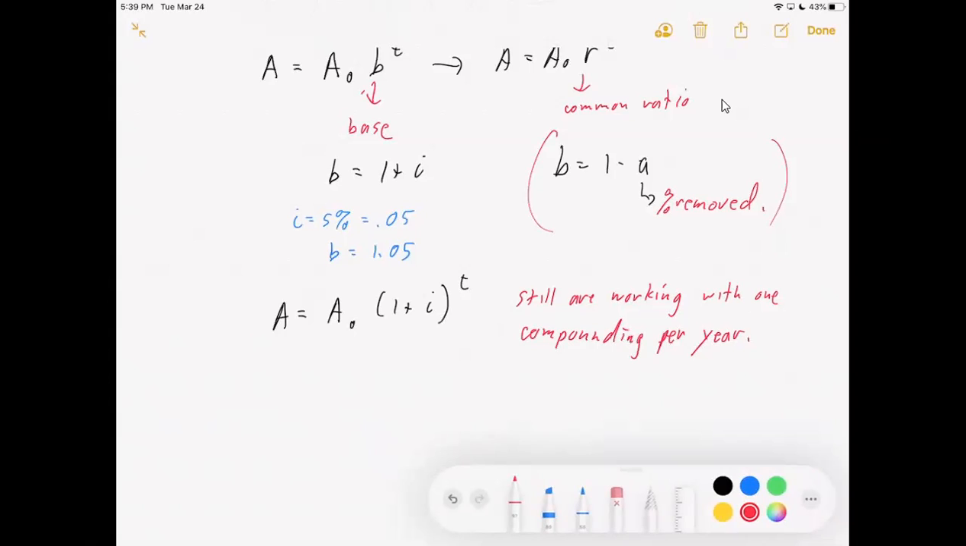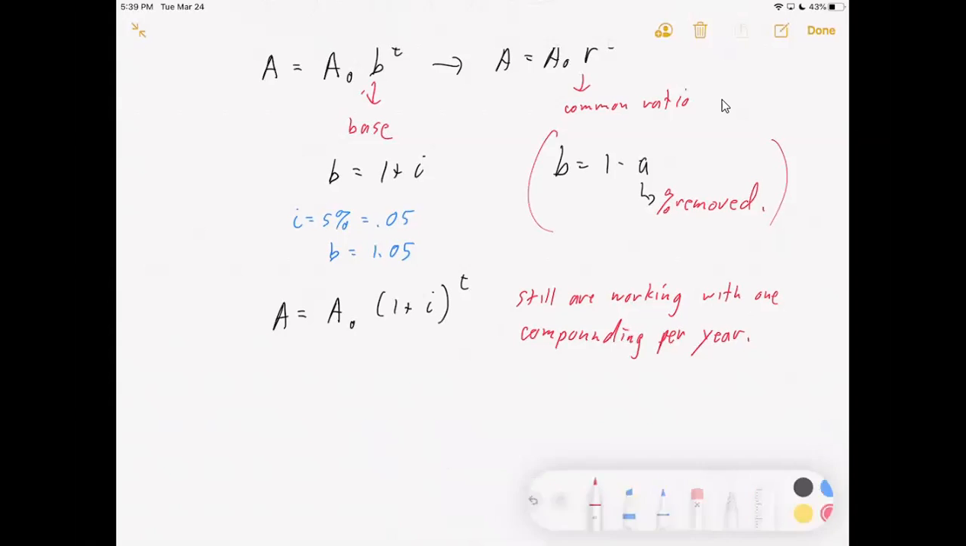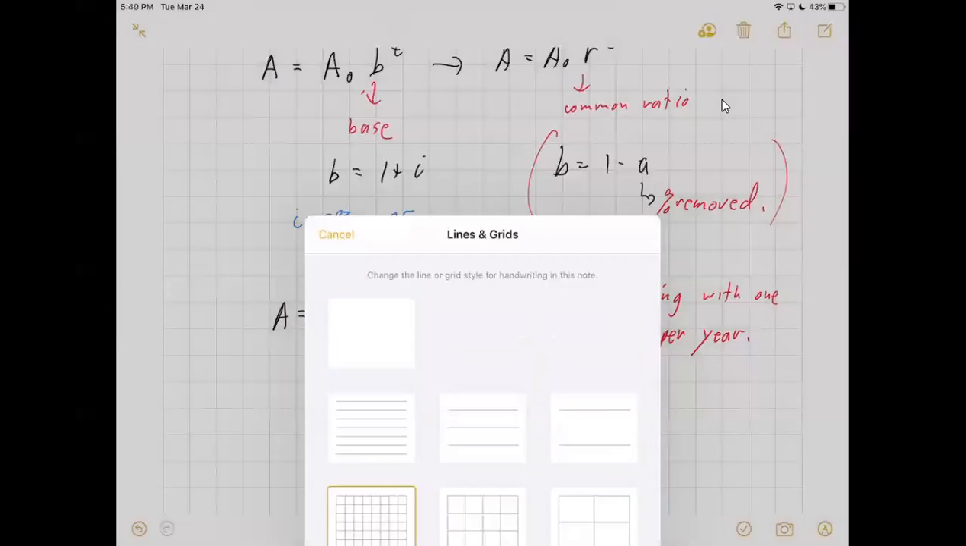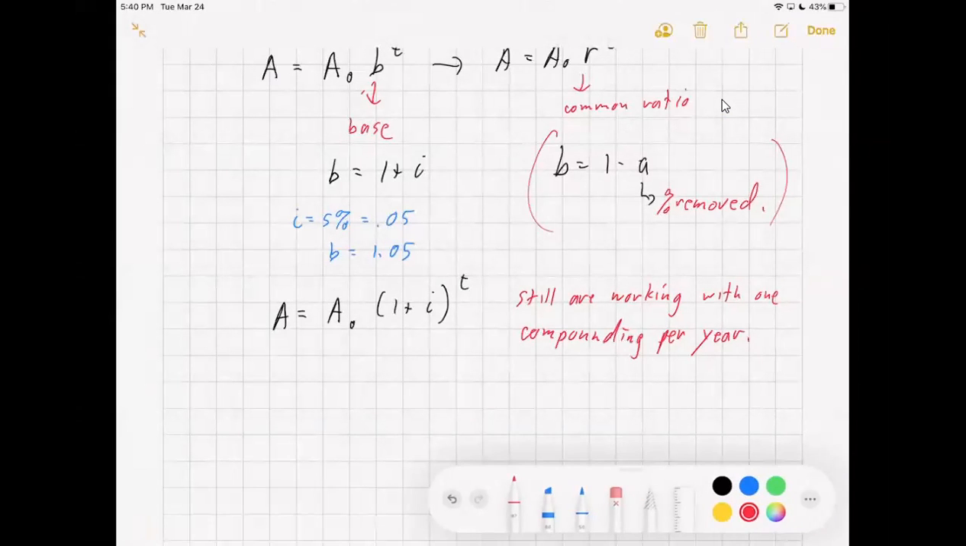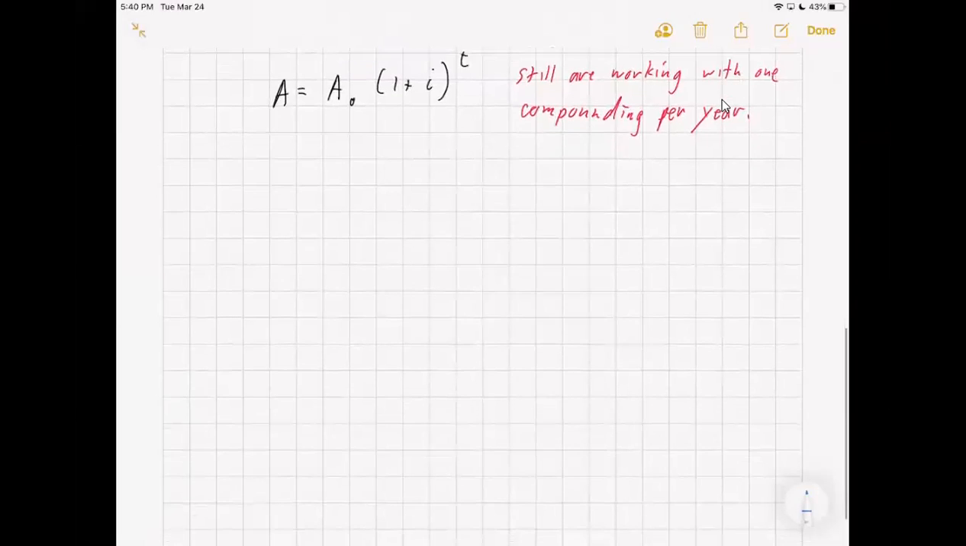Okay, so let me make a little table. Let me put a background in here, and that'll help me with a little table. Let me put lines, a little graph here. That'll make it easier to draw my table. So let me do this in blue. Okay, here we go.